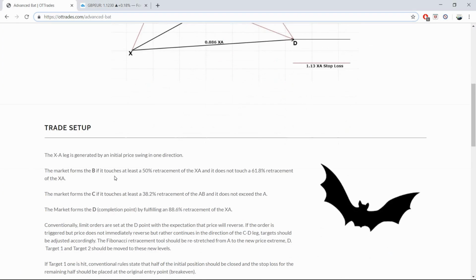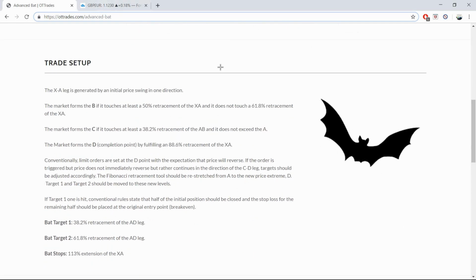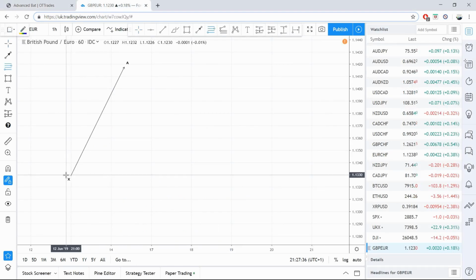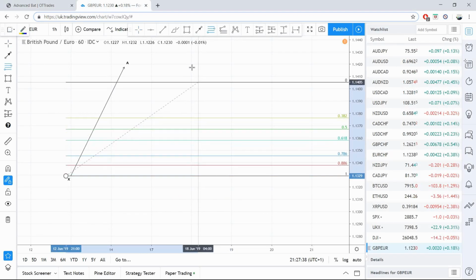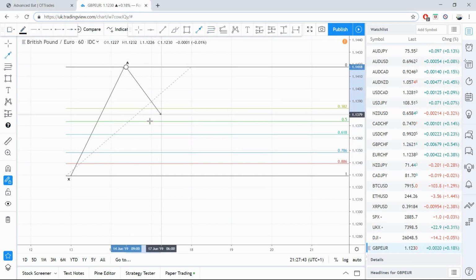The B point comes now as a 50% retracement of X to A and does not touch the 618 retracement of X to A. So draw that here. We get our Fibonacci retracement tool, stretch it from the X point up to the A point, and as it said there, we get at least a 50% retracement of that X to A, and price does not touch the 618 level. So long as the candle wick exceeds 50% and does not touch the 618 level, then that is a valid B point.